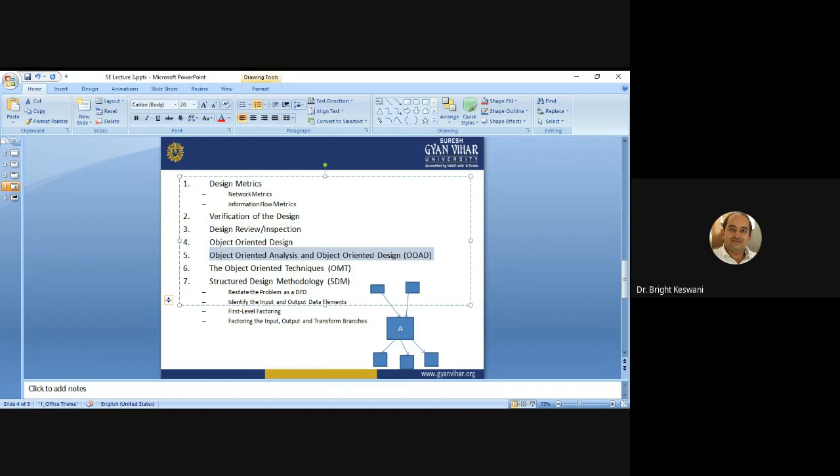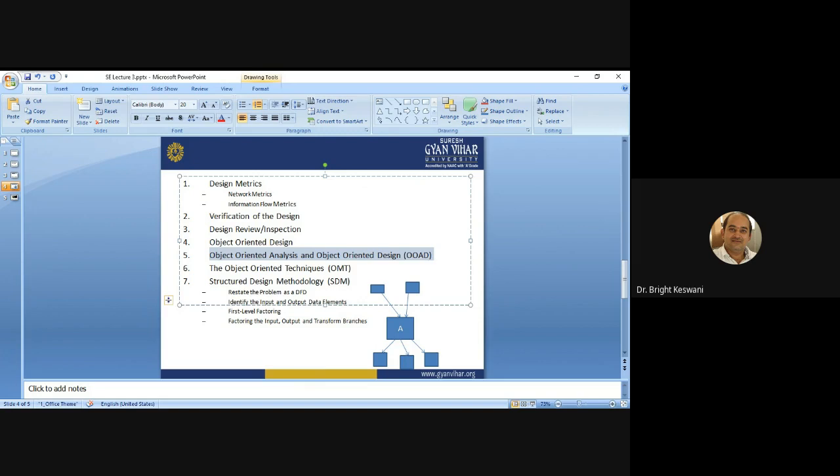Yes, sir. There are basically three things. First is the real world problem, second is problem representation, and third is solution representation. So when we are talking about object oriented analysis, it is concerned with the real world problem and the problem representation.